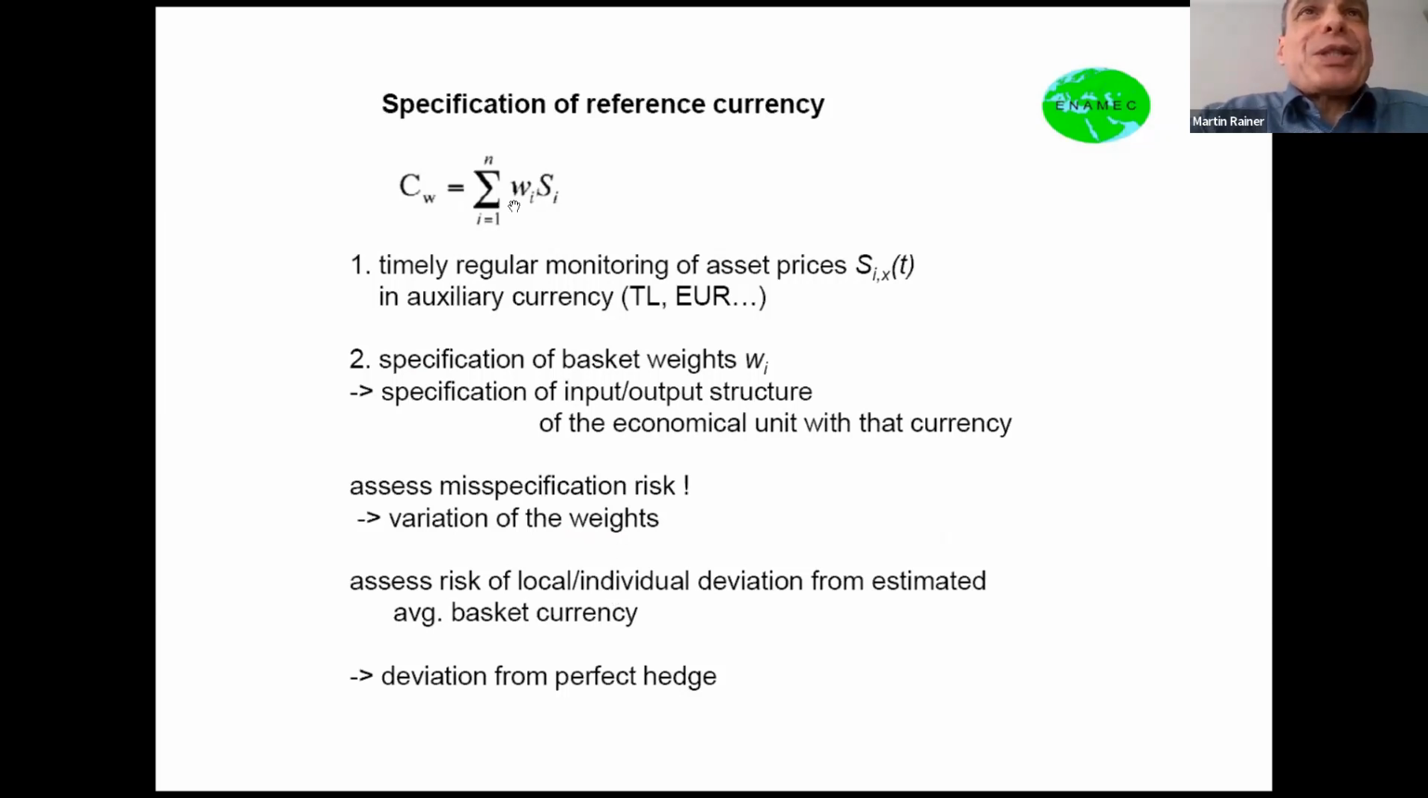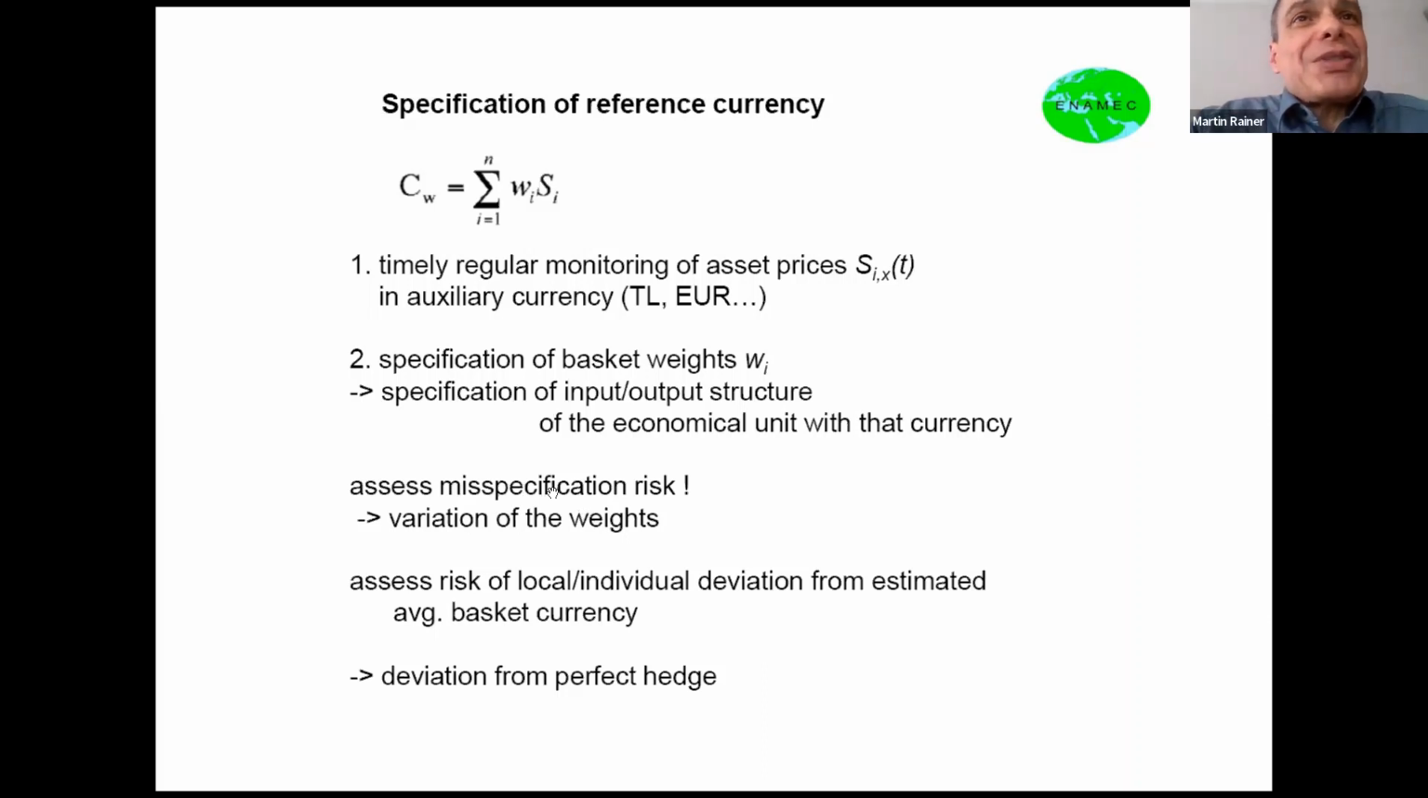Let me come back to the specification of the reference currency in order to sum up. What is required to specify it? First of all, I should timely and regularly monitor asset prices in the auxiliary currency. And second, I should also very well specify the needs of the basket. This is critical because if I don't specify them properly, they don't reflect my economic activity, and I'm not well hedged against movements. So the hedge will degrade.